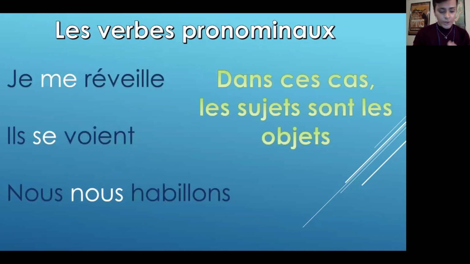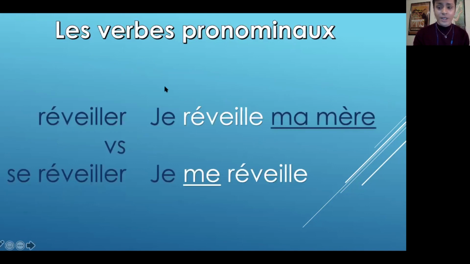So les verbes pronominaux, then, je me réveille is I wake up myself. I wake myself up. Je me réveille. Ils se voient, they see each other, and nous nous habillons. We get dressed. Dans ces cas, les sujets sont les objets. In these cases, the subjects are the objects of the sentence that we are using, which needs to be differentiated from when the subject is not the object of the sentence, right?